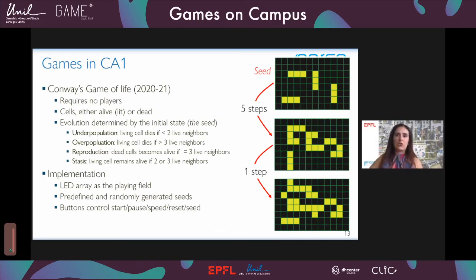So they used the LED screen as the playing field. They were asked to define some seeds and to also be able to randomly generate seeds, and to use the buttons to start, pause, control the speed of the game, reset the game, or generate another seed.